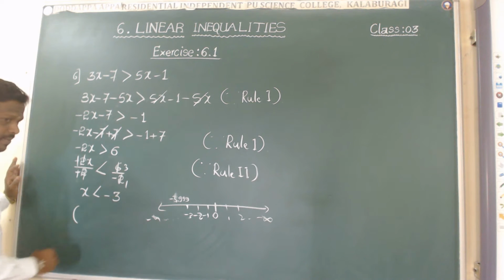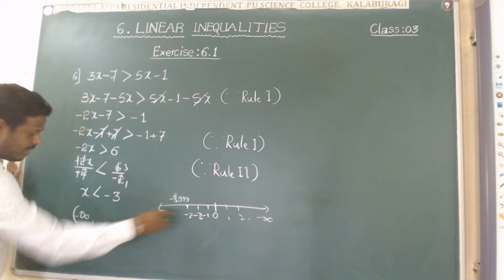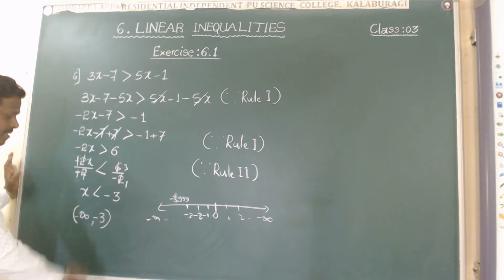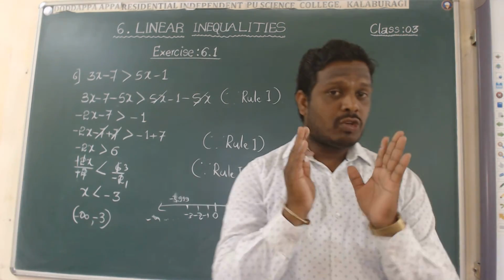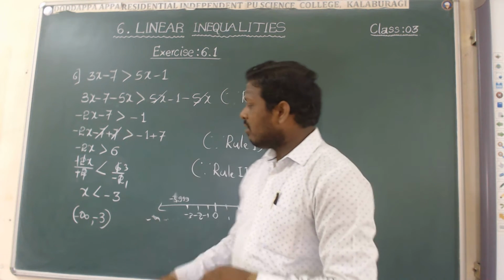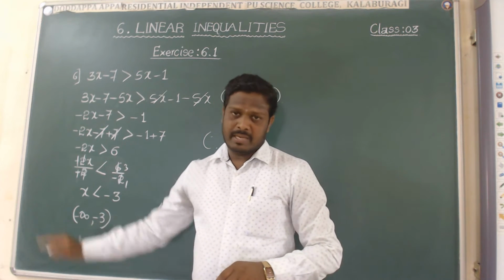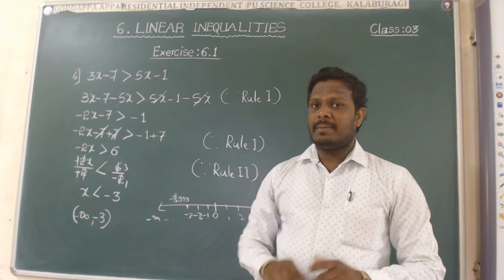Up to minus infinity is there. Minus infinity and up to minus 3. What does this symbol mean? The extreme end values will be excluded from the x values. Getting my point? The value of x will be lying in between minus infinity and minus 3. This is the way of writing if x is a real number.